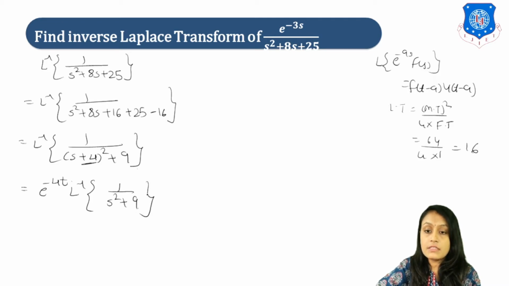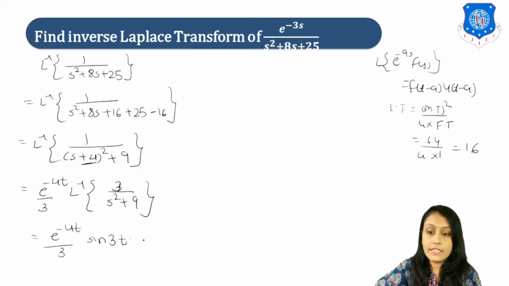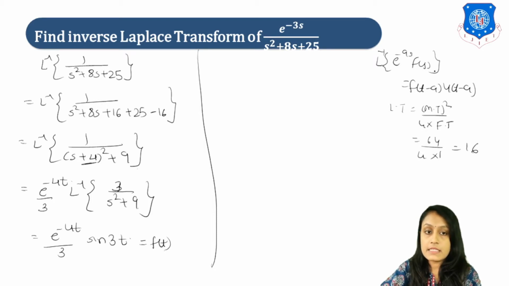Now 9 is what, 3 square. Okay, so what we will do, we'll multiply and divide it by 3. So e raised to minus 4t upon 3, and Laplace inverse of 3 upon s square plus 9, it will give you sin 3t. Okay, so this is the Laplace inverse of this. This is your ft. Now the formula is what, Laplace inverse of e raised to minus as Fs is ft minus a ut minus a.